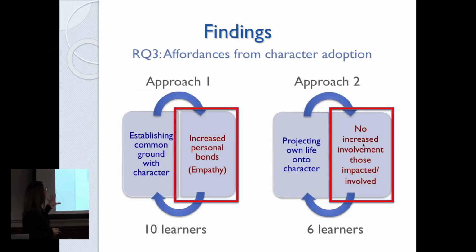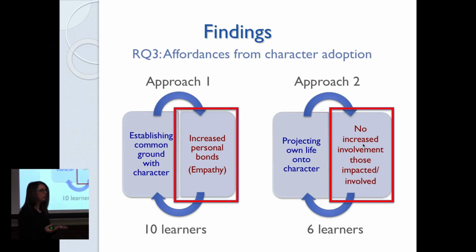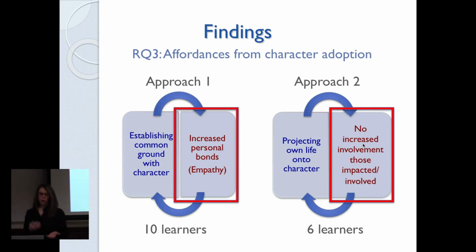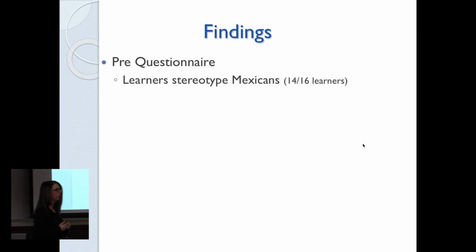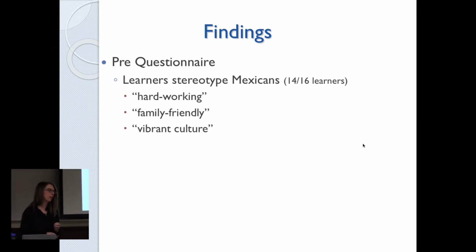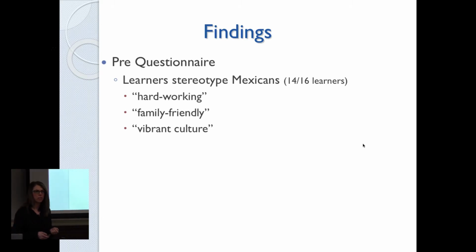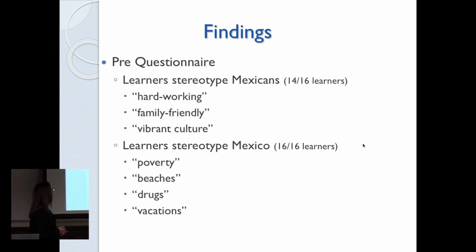So looking then at the post-simulation, first, before I share what they did, I want to share their pre-comments. Because before I started the simulation, I asked students to share their thoughts on the border, on Mexico. And so what we found was that in the pre-questionnaire, 14 out of 16 learners stereotyped Mexicans. 2 learners did not. So the 14 students used words like hardworking, family-friendly, vibrant culture. We saw these concepts that are very generalized, repeated over and over. They also, all 16 learners stereotyped Mexico: poverty, beaches, drugs, and vacation.